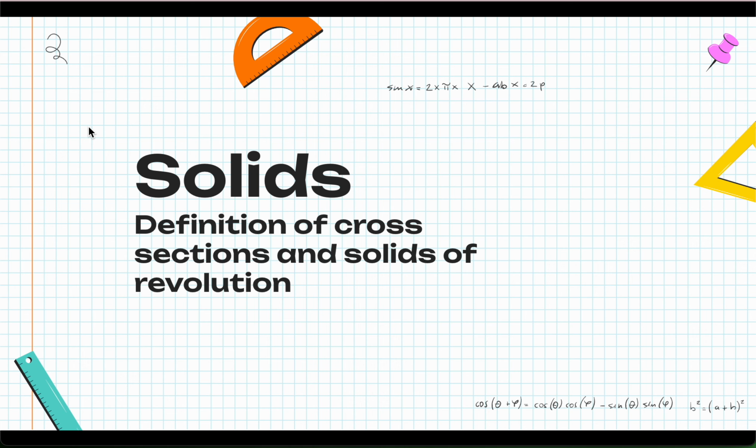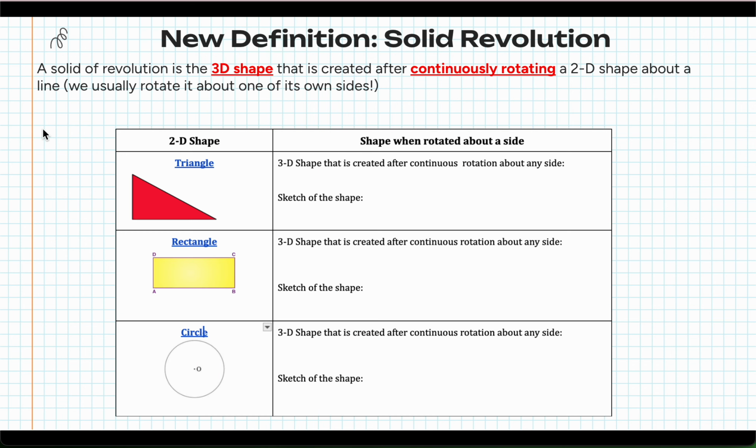What's up everyone? In this video, we're going to be talking about cross-sections and solids of revolution. So this is a new definition that we're working with. A solid of revolution is the 3D shape that is created after continuously rotating a 2D shape about a line. And we're usually going to be rotating these shapes about one of its own sides.